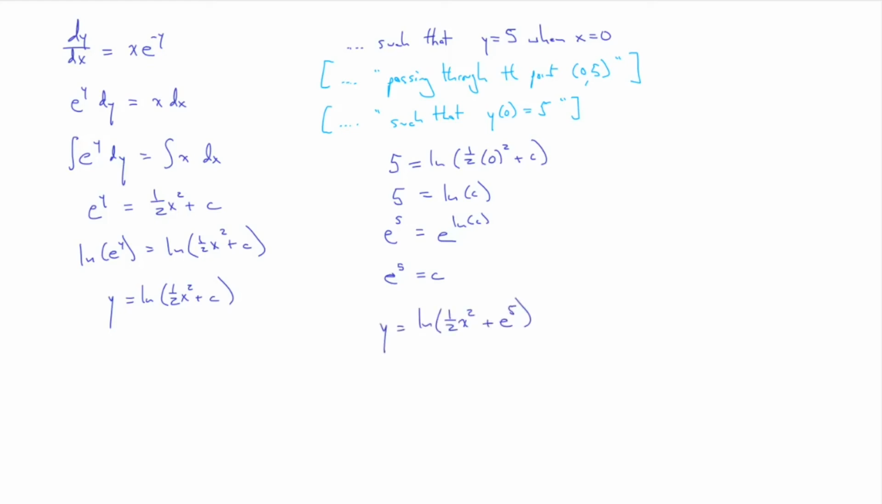And so the particular solution to this differential equation that satisfies this initial value, this idea that when x is 0, y is 5, is this function here, y equals the natural log of 1/2 x squared plus e to the 5th. And this is called an initial value problem, where you're given a differential equation to solve and given some initial value so that you find a particular solution, not just the general solution.